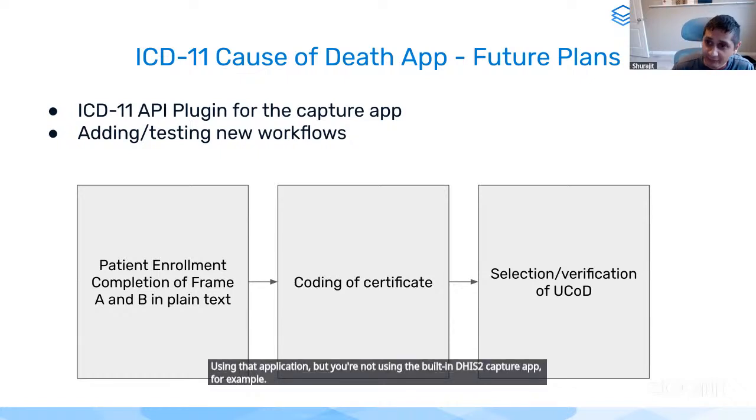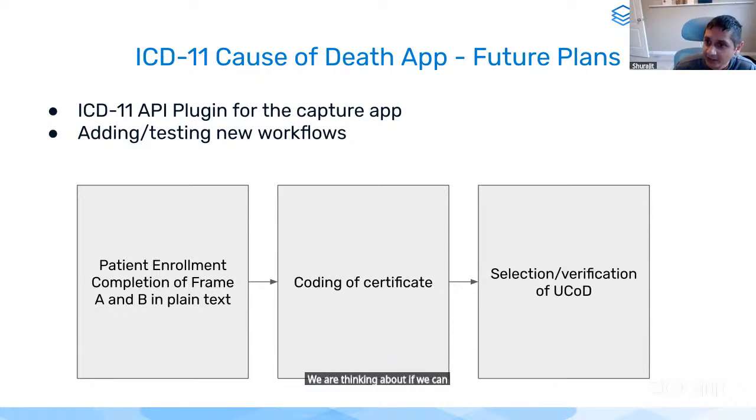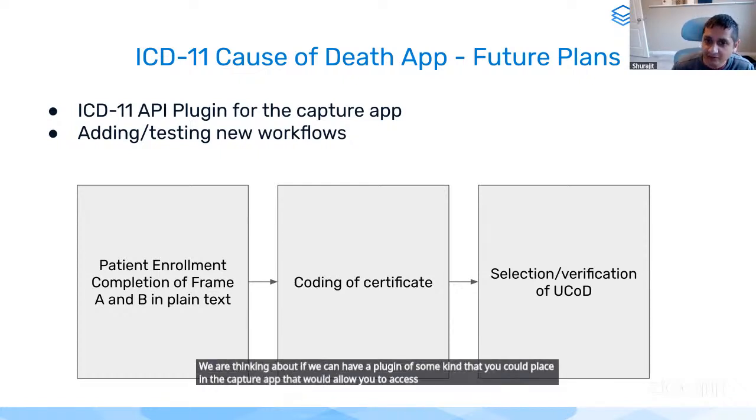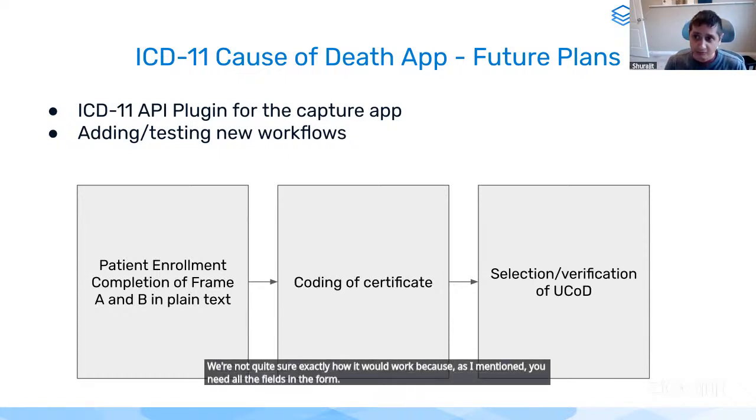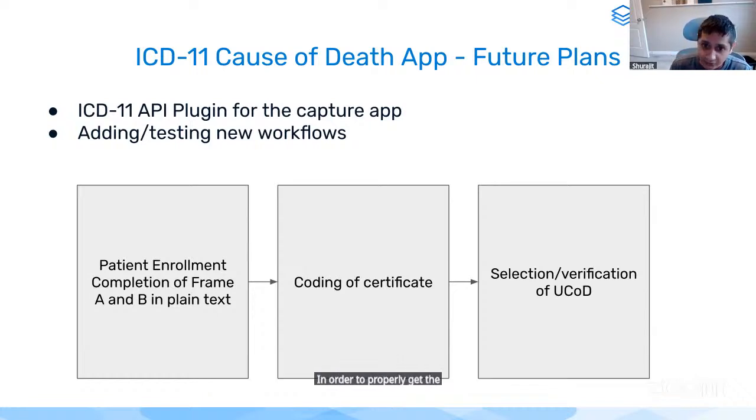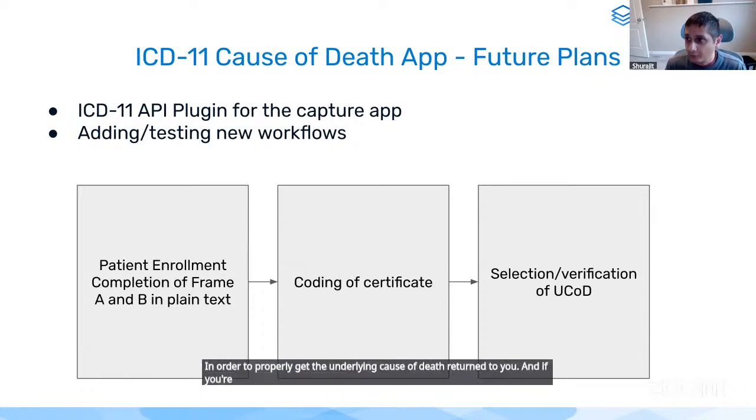We are thinking about if we can have a plugin of some kind that you could place in the Capture app that would allow you to access the ICD-11 browser, that would allow you to use the digital mortality rule engine. We're not quite sure exactly how it would work because, as I mentioned, you need all the fields in the form in order to properly get the underlying cause of death returned to you. And if you're leaving it open for people in Tracker to build their own programs, they could realistically have any set of fields in there. They might not have all the necessary fields. So we're thinking about the best way to do this, but we haven't quite come up with a solution yet.